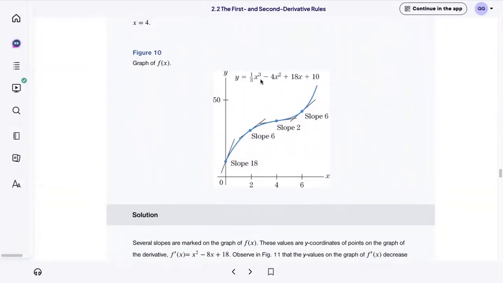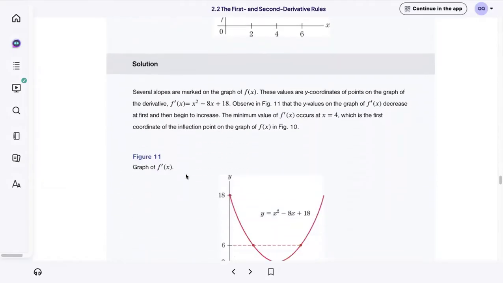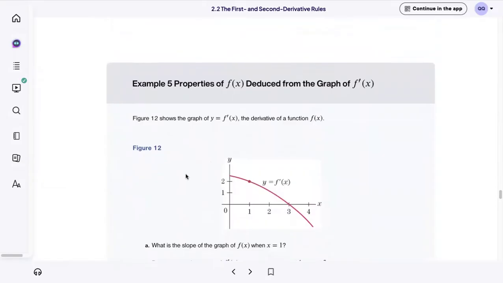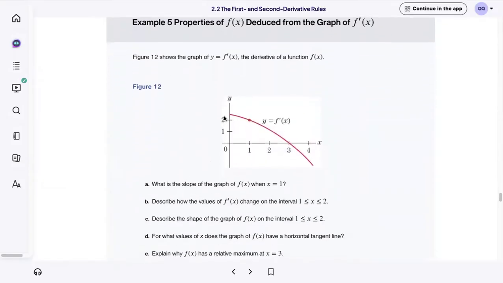So this is a polynomial of degree 3, right? Because the x is raised to the power of 3. We see the function increases and is concave down. Then the function still increases, but it's concave up. So the function decreases and is concave down.